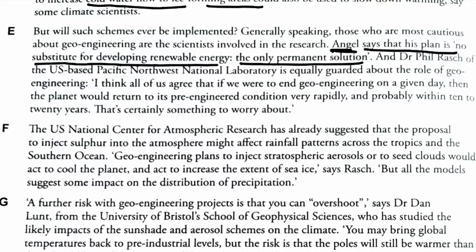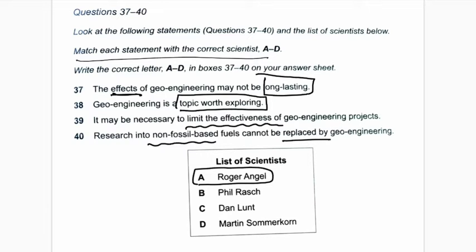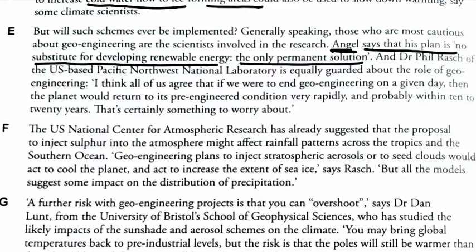Guys, this indicates something. Now, this angle is no one but only Roger Engel, right? And what he has mentioned, that no substitute for developing renewable energy, right? No substitute. That means research into non-fossil based fuels cannot be replaced by geoengineering. Okay, so we can surely say that this can be said by scientist A. Next, and Dr.